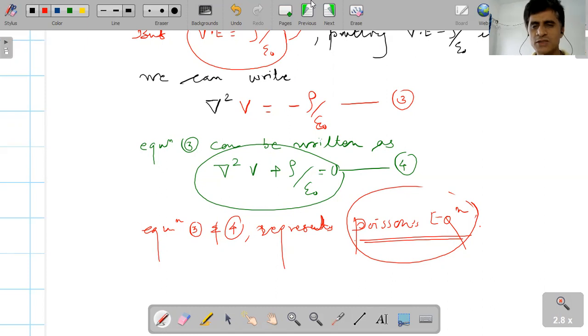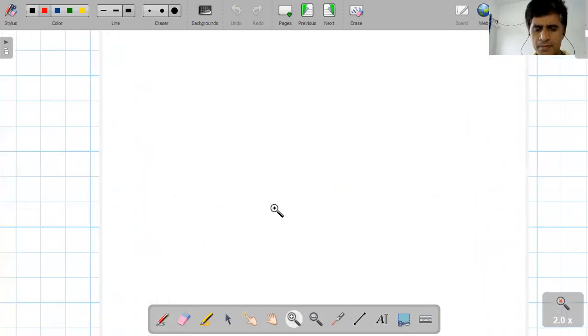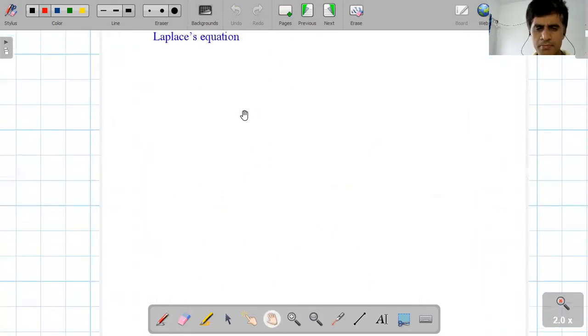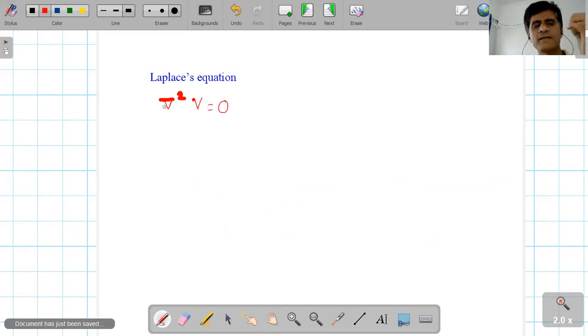Okay. Next point is Laplace equation. And dear student, in case of Laplace equation, we have to show that del square V equal to 0. What is the Laplace equation? Show that del square V equal to 0. That is all.